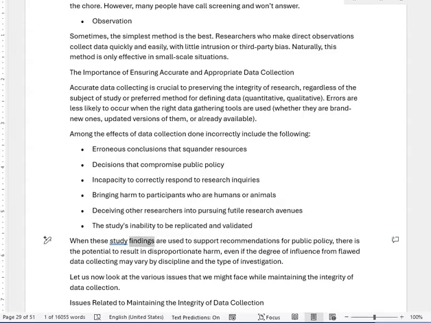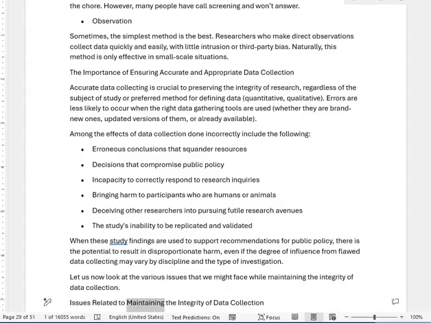When these study findings are used to support recommendations for public policy, there is the potential to result in disproportionate harm, even if the degree of influence from flawed data collecting may vary by discipline and the type of investigation. Let us now look at the various issues that we might face while maintaining the integrity of data collection.